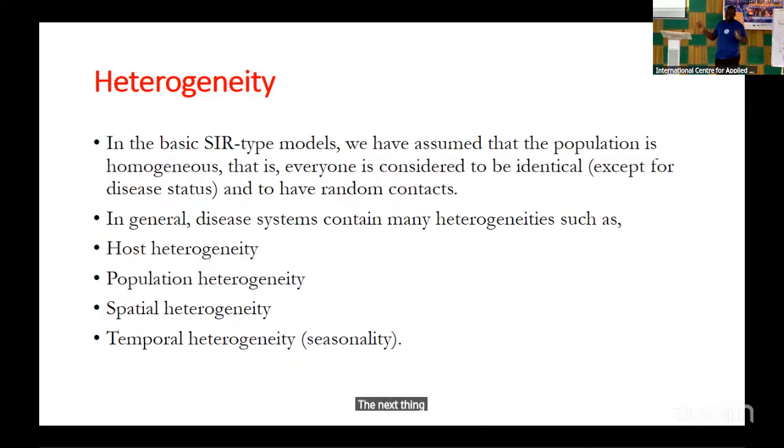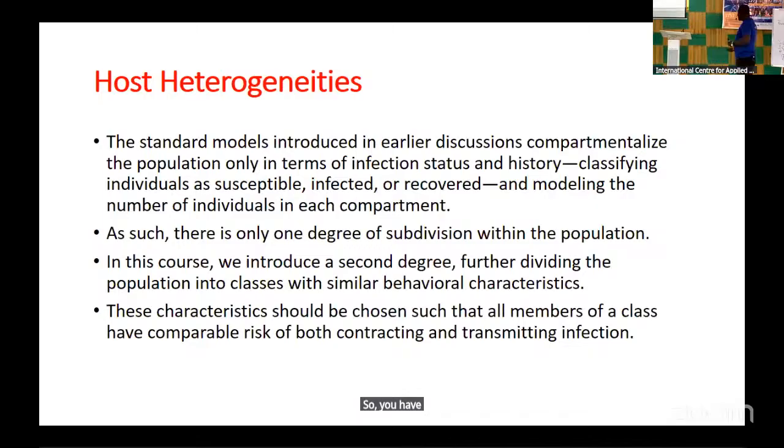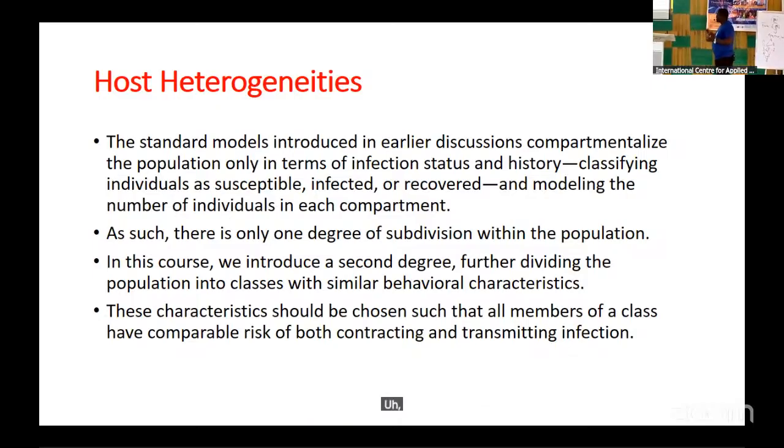In general, the system contains many heterogeneities: host heterogeneity, population heterogeneity, spatial heterogeneity, and temporal heterogeneity. The standard models compartmentalize the population only in terms of infection status, classifying individuals as susceptible, infected, or recovered, and modeling the number of individuals in each compartment.